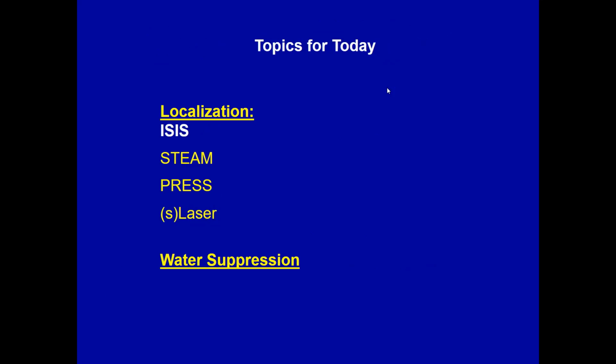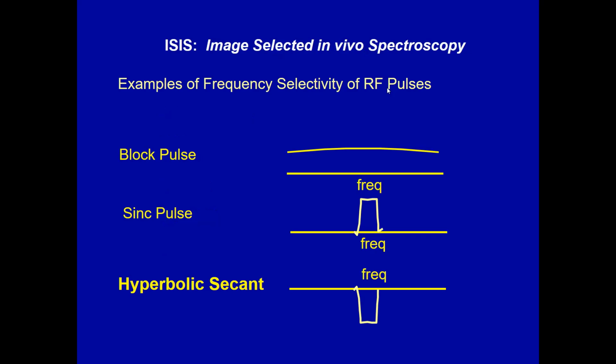One of the earliest localization methods, and very effective, still in use today, is ISIS, image selected in vivo spectroscopy. It's based on the use of frequency selective inversions. In another class in this course, we talk about shaped pulses and frequency selective pulses, and some of those can do frequency selective inversions. That means they will flip the magnetization 180 degrees, but only over a specific frequency band.